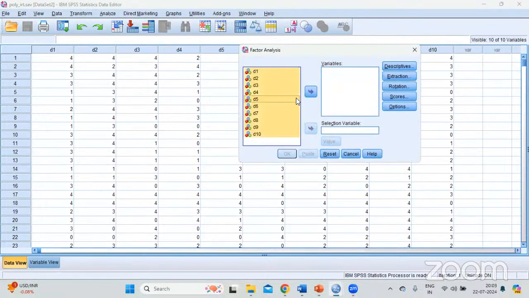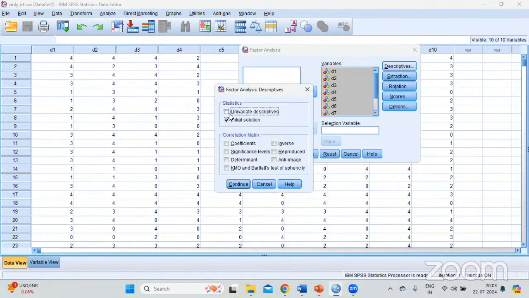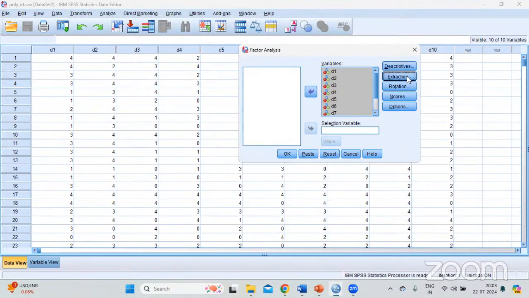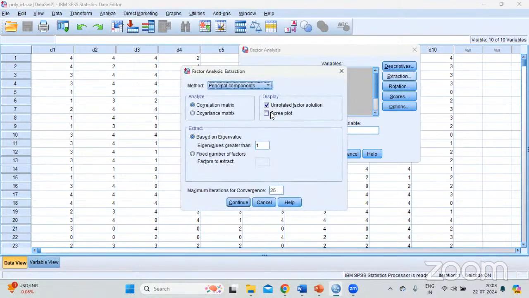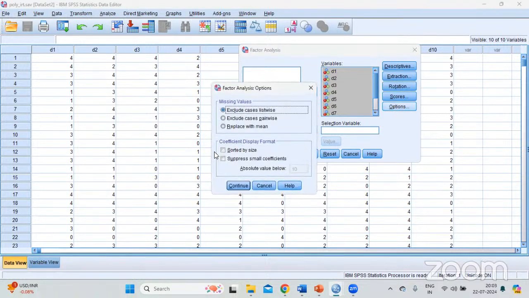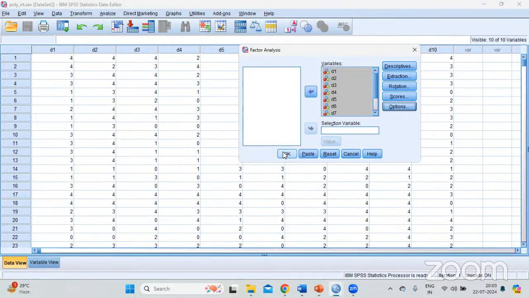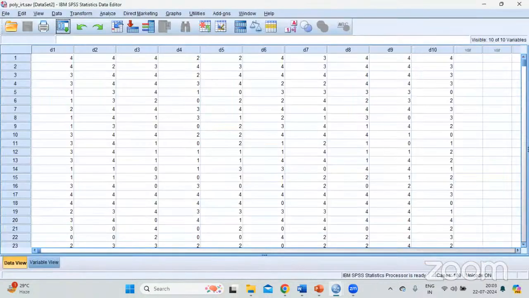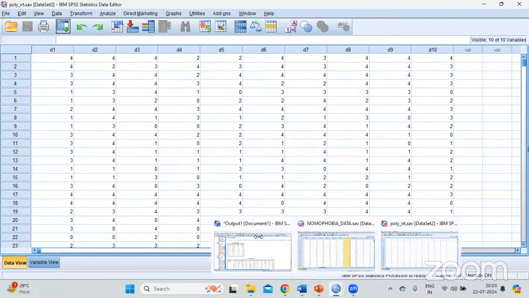So we will consider all these 10 different items, 10 different variables. All these will remain the same: univariate descriptives, coefficients, significance levels, KMO Bartlett's tests. Extraction, first we go for principal component analysis. Pre-plot, continue. Rotation, we make it Varimax with rotated solution. And here we would like to ask for sorted by size. That's it. Continue.